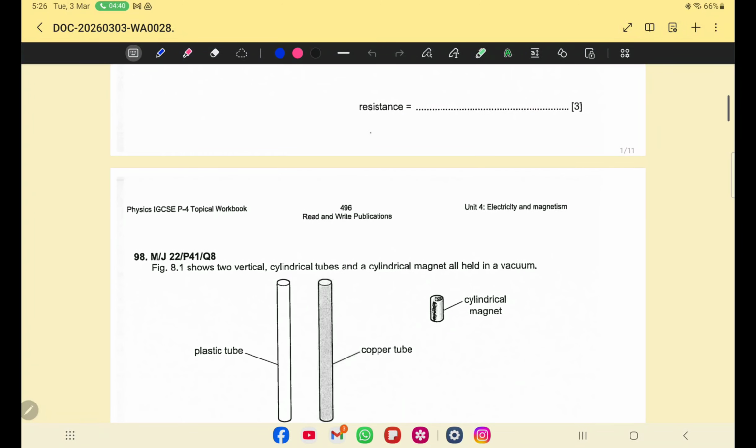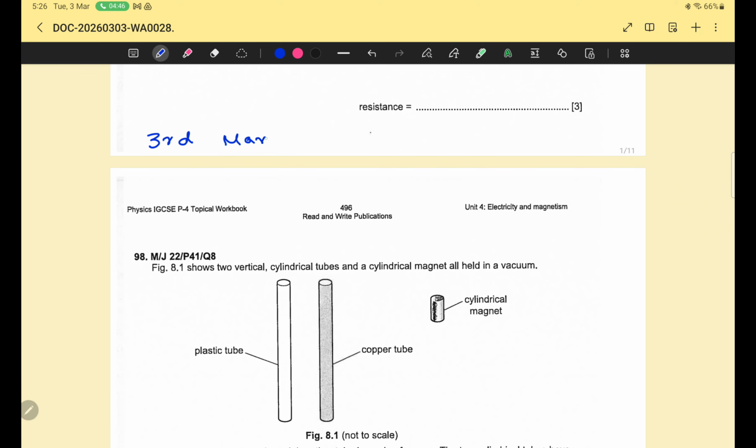अच्छा बेटा, today is 3rd March 2026 and this is crash course on IGCSE physics.